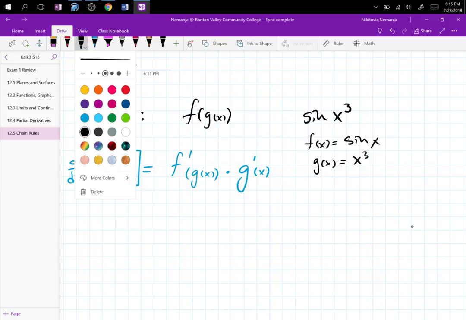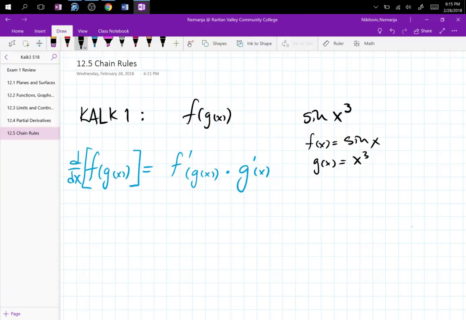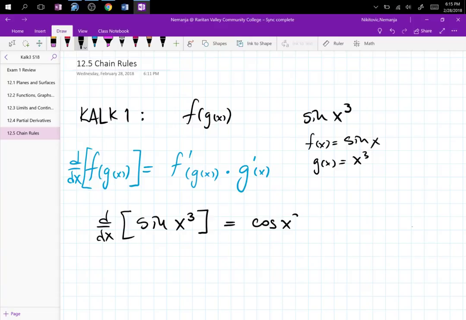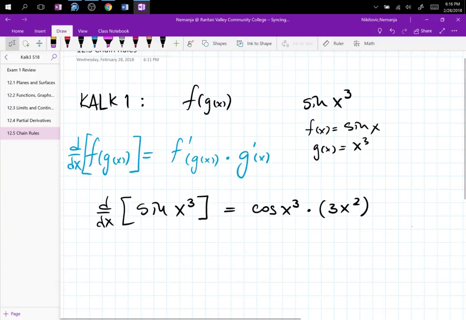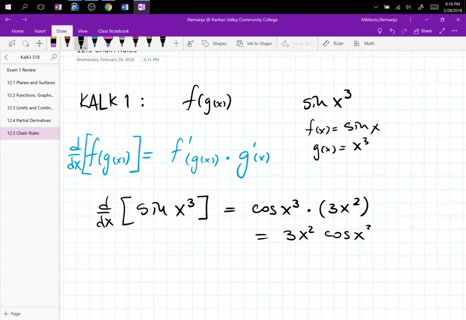Now, what does that mean for our example? If we are trying to take the derivative, again this is still Calculus 1, of sine x cubed, we take the derivative of the outer function, so the derivative of sine is cosine, with g still plugged in. Then in a chain, we multiply by the derivative of g, the inner function, and you can simplify this as 3x squared cosine x cubed, and that would be the end of it.